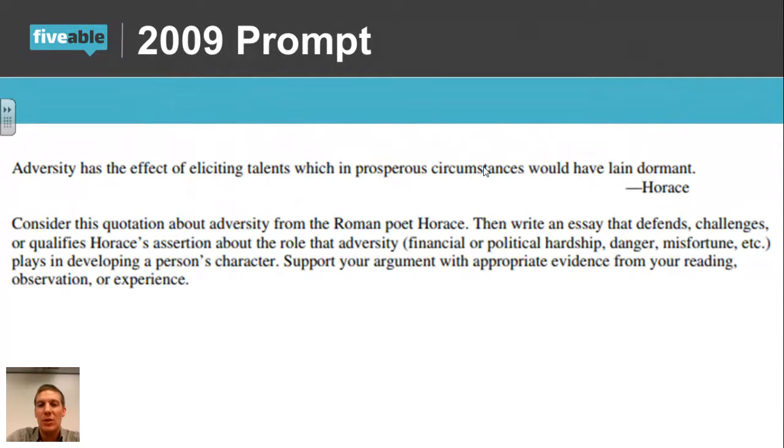So many students rush in and don't take time to make sure they understand Horace's quote. They read it once, and then they simply talk about adversity. But you have to talk about adversity in the context of this quote, eliciting talents which in prosperous circumstances would have lain dormant. So maybe I'm wrong. Maybe even if I understand this quote, I might rush in and still talk about the wrong part of adversity. I have to talk about it as Horace uses it in this quote.